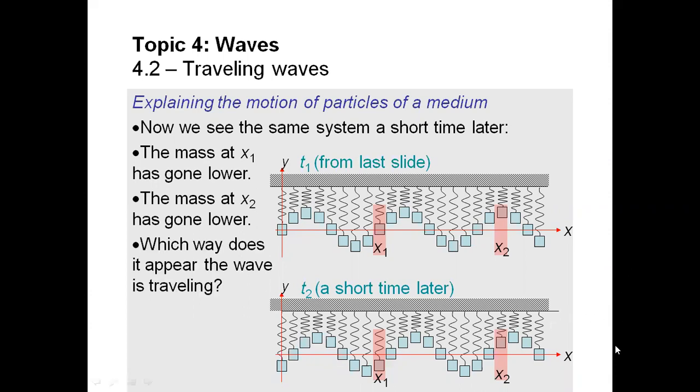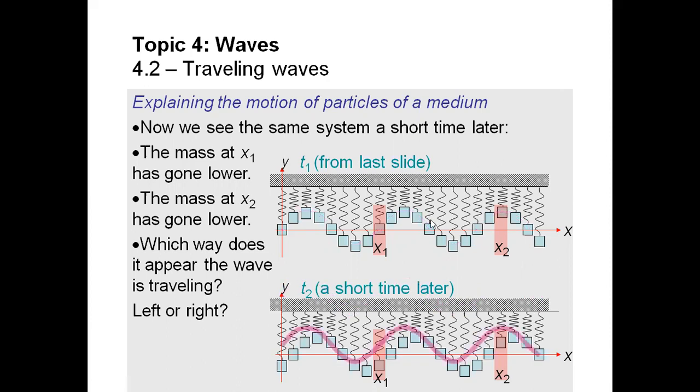Which way does it appear the wave is traveling, left or right? To understand which way the wave is traveling, to the left or right, we should draw the waves. So let's draw. In the first picture, the wave is going to be like this. In the first graph, we have the purple wave.